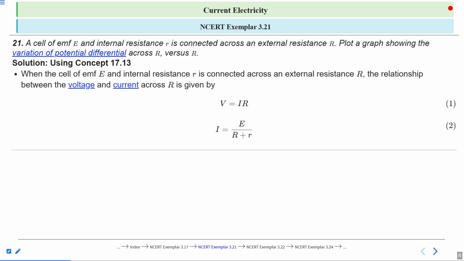When there is a cell of internal resistance small r and external resistance capital R, the current in the circuit is given by E, which is the EMF, upon capital R plus small r. This capital R plus small r is the equivalent resistance because the internal resistance of the battery and the external resistance are in series, so they can be algebraically summed. So current is given by capital E upon capital R plus small r. Mark it as the second equation.